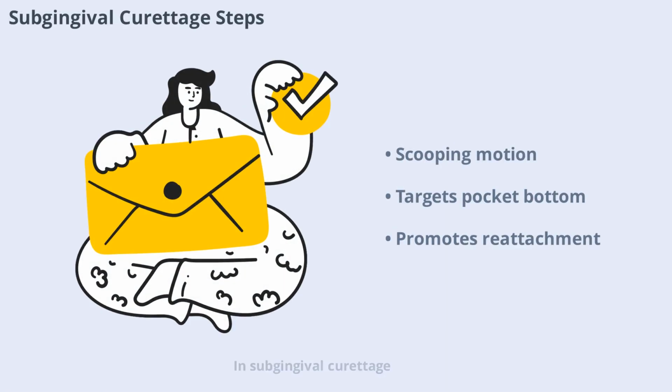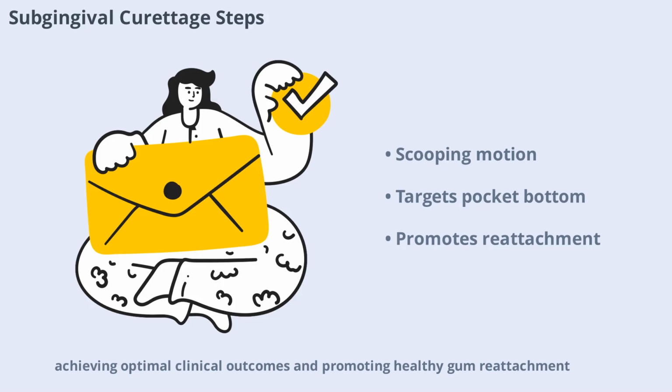In subgingival curettage, the technique involves a scooping motion to remove tissue between the pocket bottom and the alveolar crest. This method is particularly effective for deeper pockets, ensuring thorough removal of diseased tissue. The precision of this technique is essential for achieving optimal clinical outcomes and promoting healthy gum reattachment.